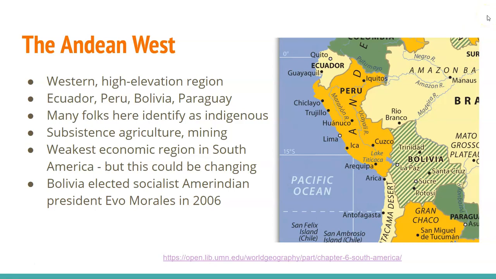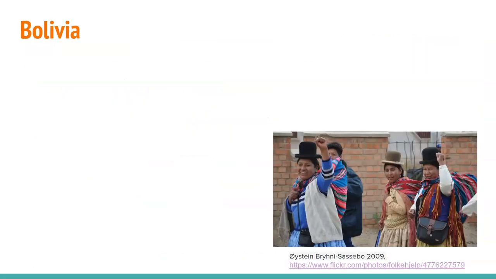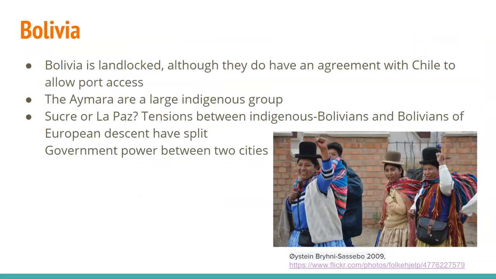And so it kind of got split. You have the Supreme Court in Sucre, but some of the administrative headquarters are in La Paz. So we have the government bodies in two different cities. Sometimes Sucre is called the constitutional capital. Again, that's where the Supreme Court is, versus some of the other administrative branches in La Paz. And that's just indicative of the tensions between the indigenous Bolivians and the Bolivians of European descent.